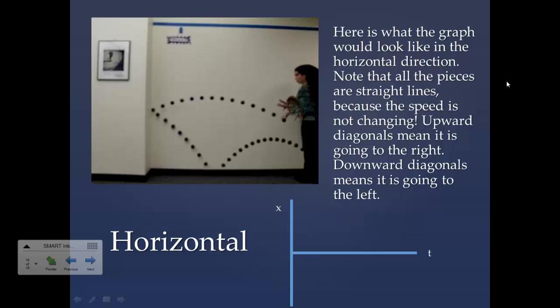Here's what the graph would look like in the horizontal direction. Note all pieces are straight lines because the speed is not changing. Upward diagonals mean it's going to the right, and downward diagonals mean it's going to the left.